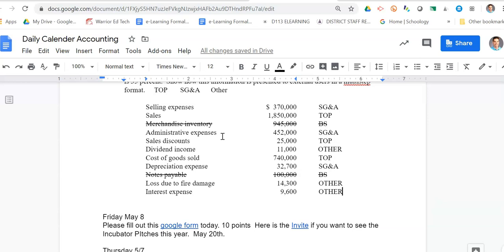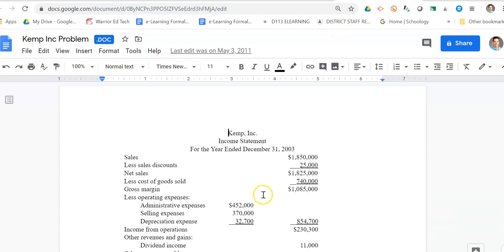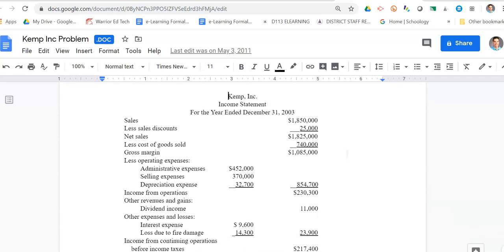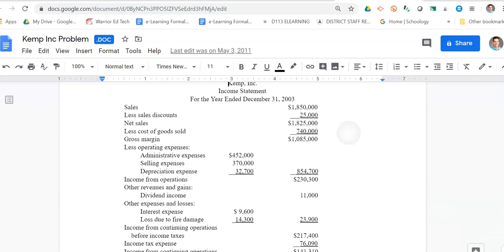It's important that when you make your financial statements, as always for Module 3, we give the heading: the name of the company, telling the user what financial statement they're looking at, and then the period of time. An income statement is a period of time. A balance sheet is a point in time. So this is telling the user that this is for the year ending, and these numbers represent all the income statement items for the entire year.